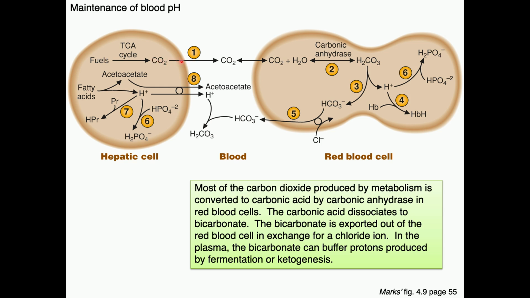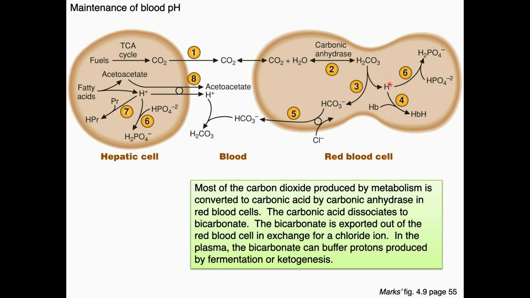This carbon dioxide can diffuse out of the cell that produced it, be taken up by a red blood cell, and then that carbonic anhydrase reaction makes carbonic acid. The carbonic acid then dissociates into bicarbonate. So that would have the effect of acidifying the intracellular environment of the red blood cell.